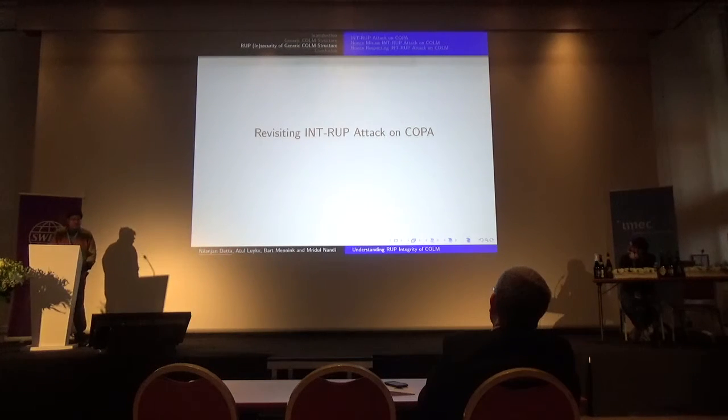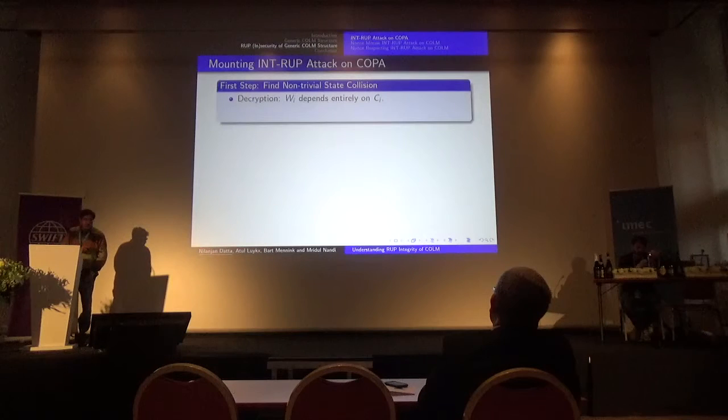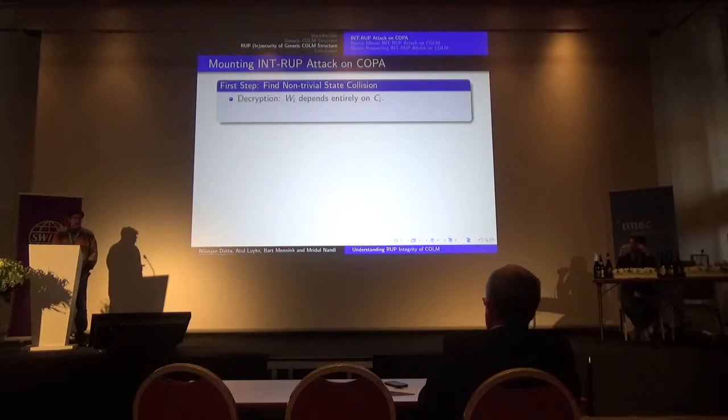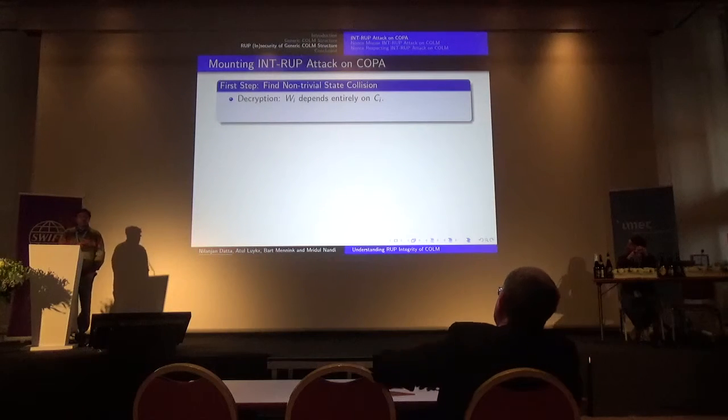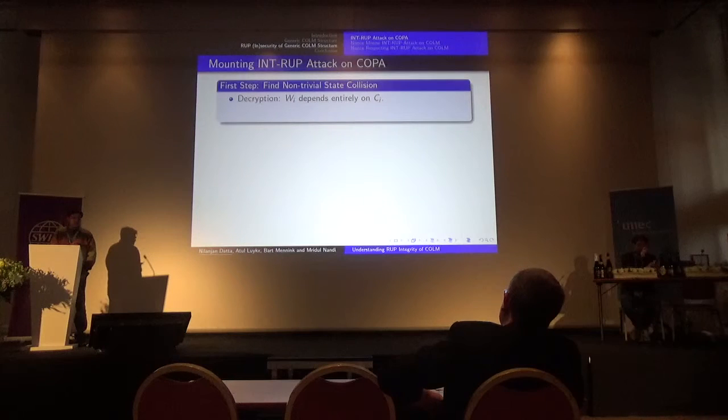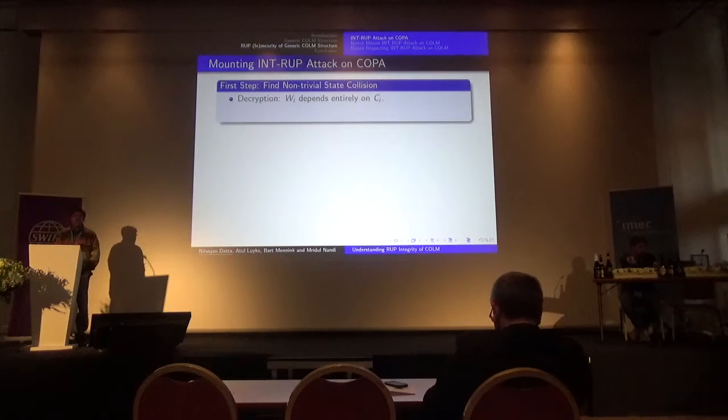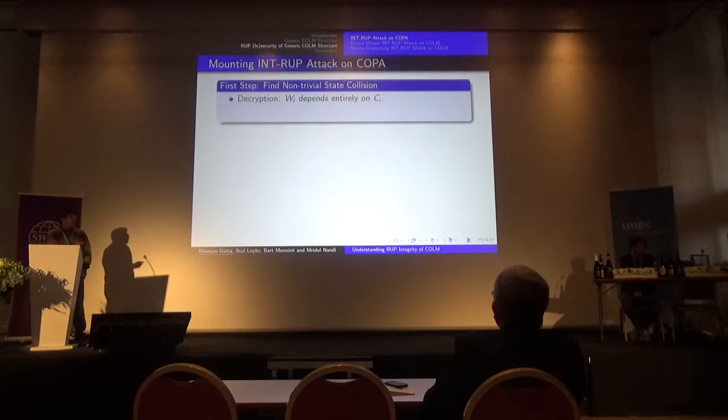Now, coming to the RUP security, we first revisit an INT-RUP attack on COPA. So, the first step is finding a non-trivial state collision. As we have already seen, COPA uses plain XOR. So, the state value Wi depends entirely on the ciphertext Ci, just the last ciphertext block.